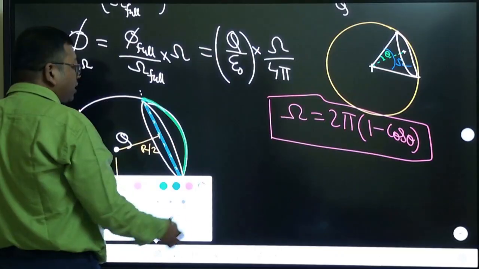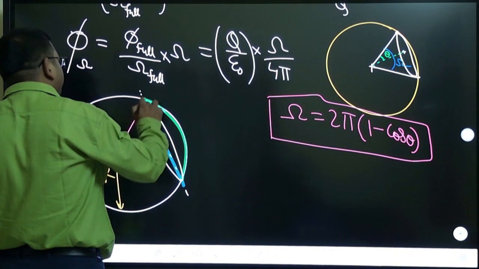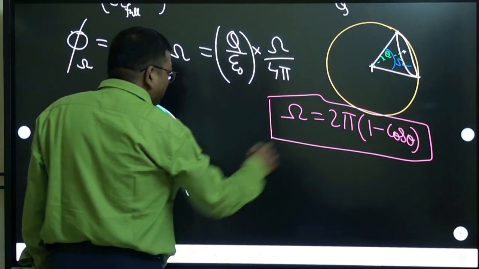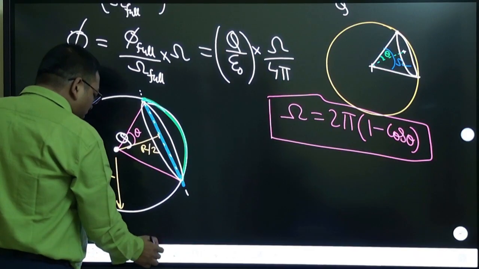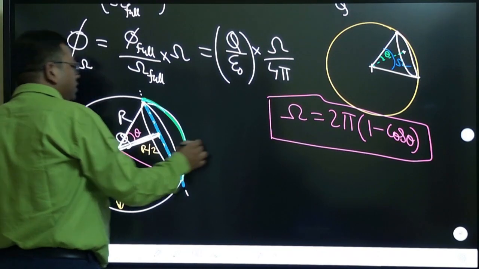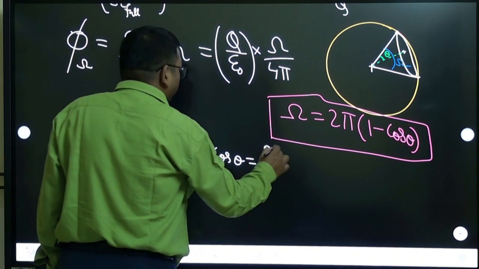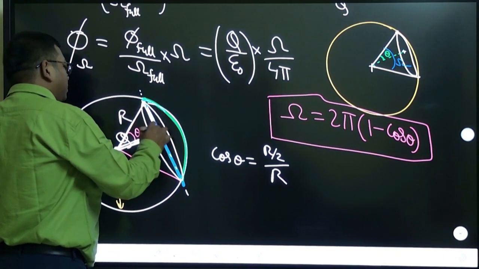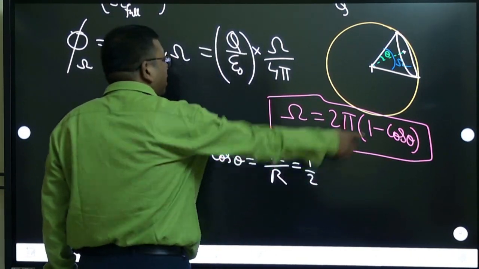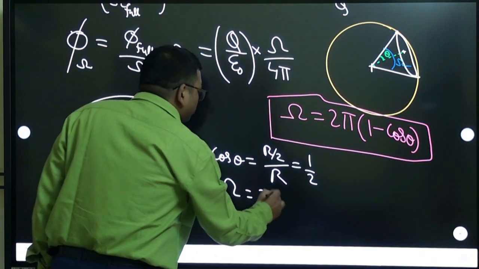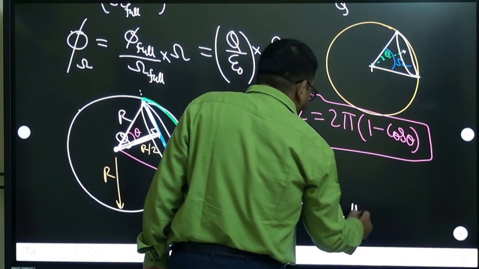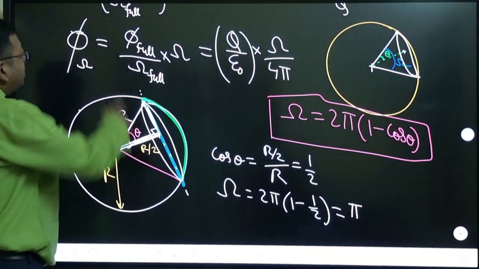Very simple. How to do that? You have to find the solid angle. To calculate the solid angle you will use theta. What will be theta here? Note that this distance is r by 2 and this is r. So cos theta you can easily calculate. Cos theta is equal to r by 2 by r in this triangle, right? This is 90 degrees. So cos theta is half. Directly use it. Calculate this solid angle: 2 pi (1 minus half), that means 2 pi into half, that means pi. So you got this solid angle. Directly use this formula.